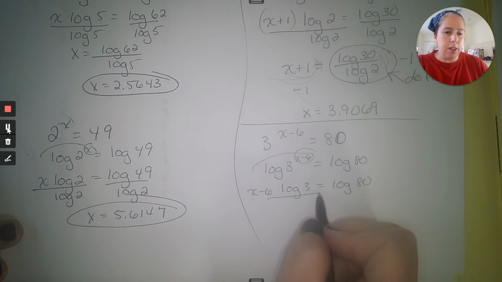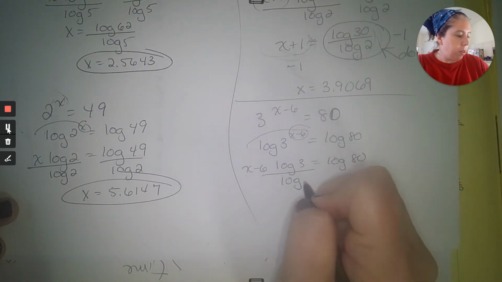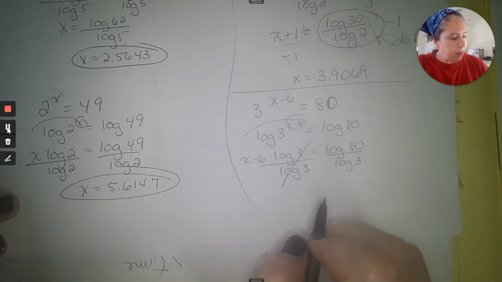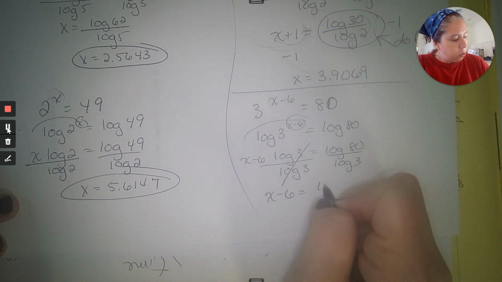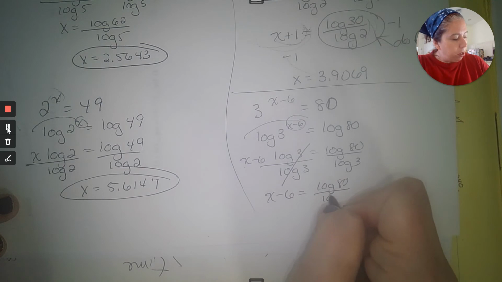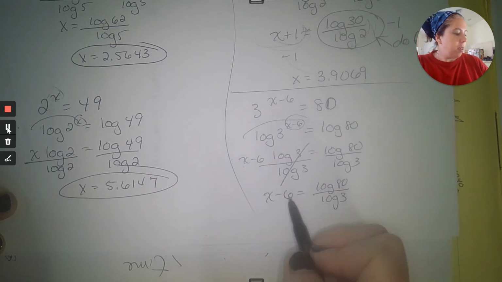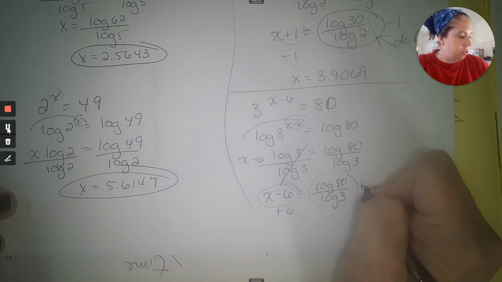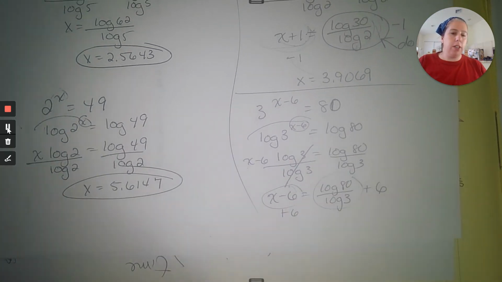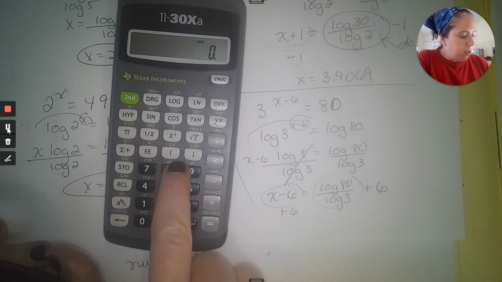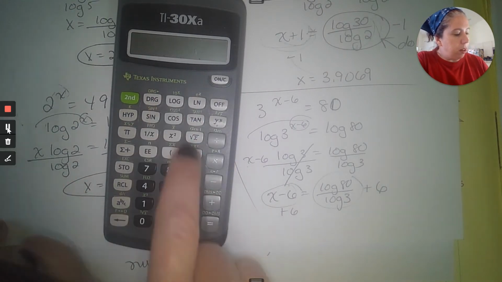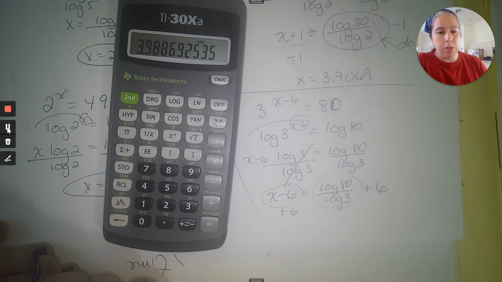Okay, this has to stay together. We're going to divide both sides by log 3. That crosses out, right? So you got x minus 6 equals whatever the log of 80 divided by the log of 3 is. Okay, once we do this, how are you going to get rid of this minus 6? You're going to add 6 to the other side, right? So you're going to do the log first and then add 6. So 80 log divided by 3 log equals, make sure you hit equals, and then add 6.